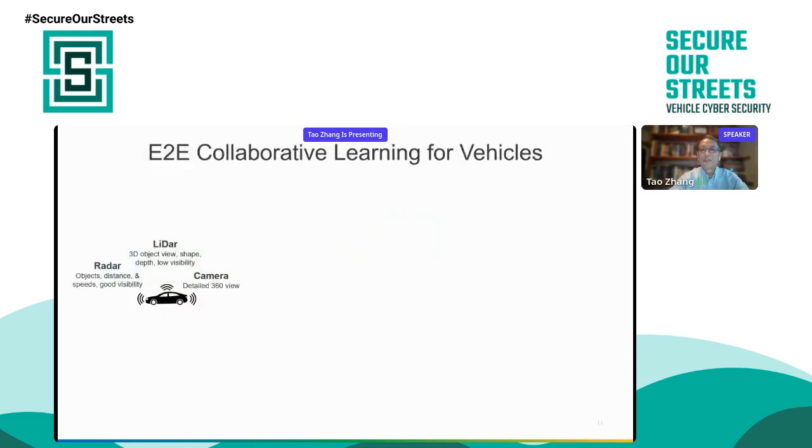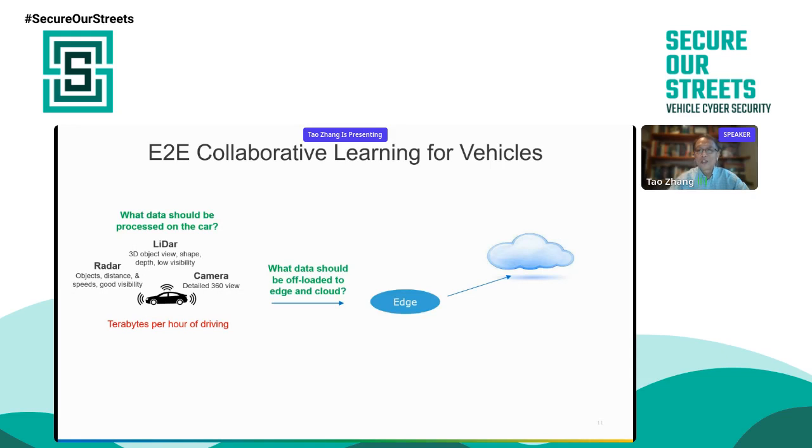And so collaborative learning, end-to-end collaborative learning. We know this car has so much data from all sorts of sensors on it. And the question is, first of all, lots of the data, especially after you build your initial models, do not contain any new information that is worthy of learning anymore. And so sending all of it to the cloud is, first of all, not practical, secondly, not necessary. And so you have to decide what data should be processed on the car and how much, and which data we should be offloading to the edge and the cloud systems.